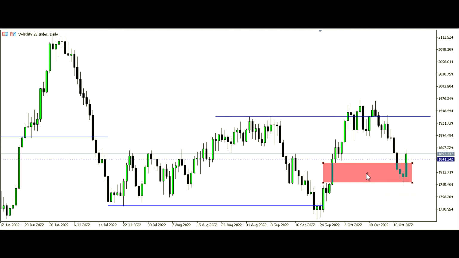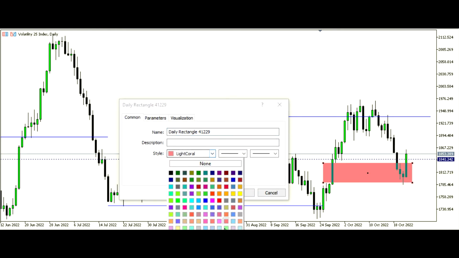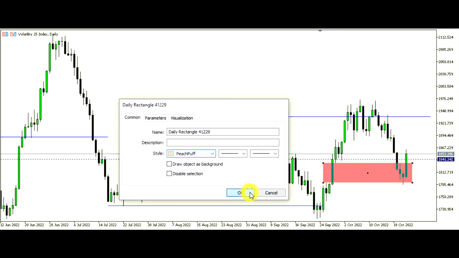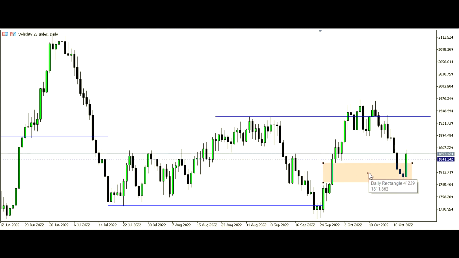Okay, so let me maybe change the color so that it becomes something light we can just work around with. Okay, so this is quite faint, yeah. So let's see how price bounced off this area. Price traded into it and then it begins to trade out of it again.